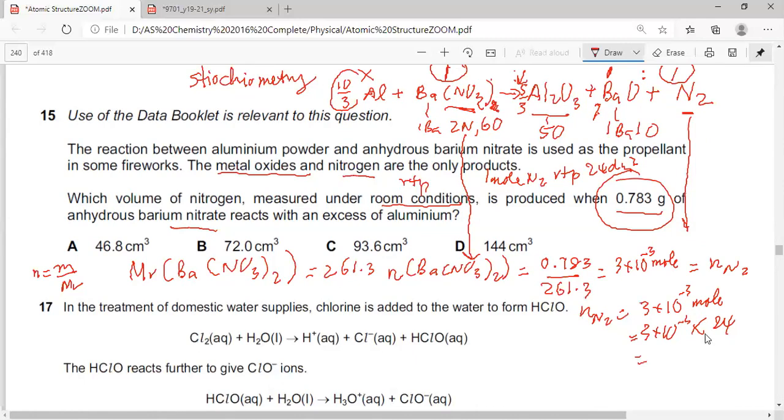Then you multiply by 1000 to make it easy, because this is in cm cubed, isn't it? So the answer is 72.0. Voila.